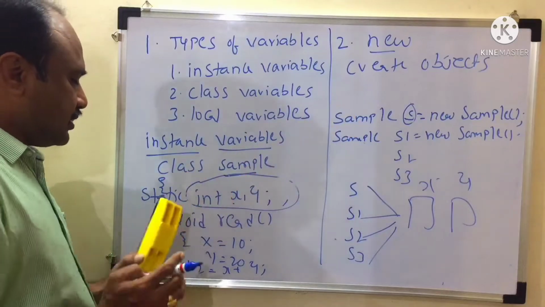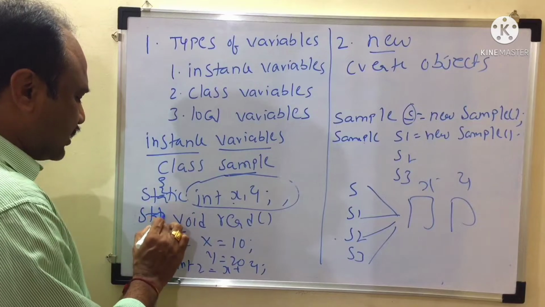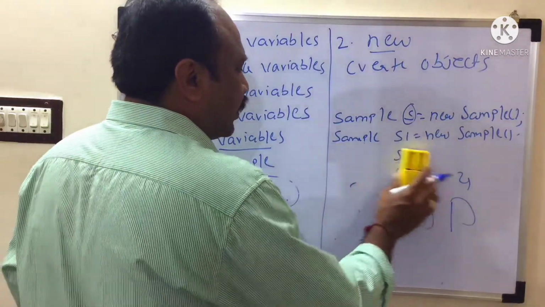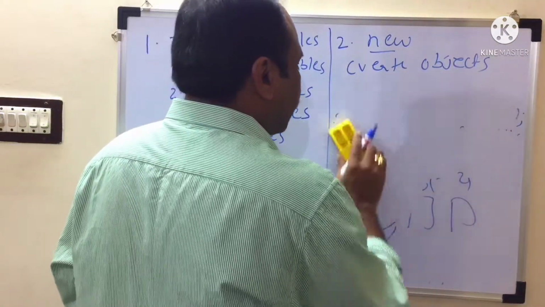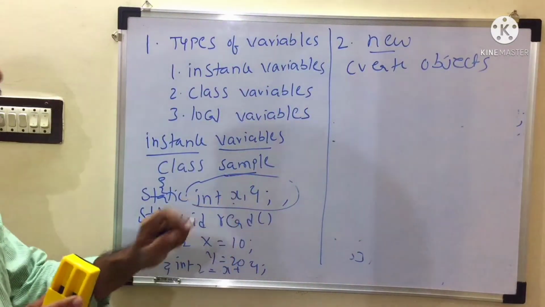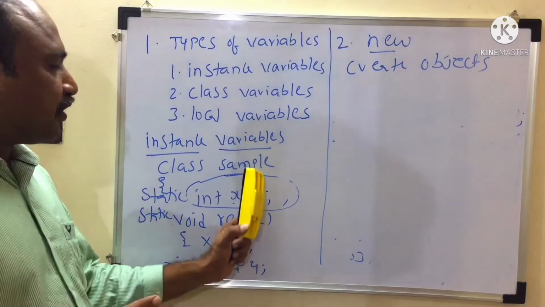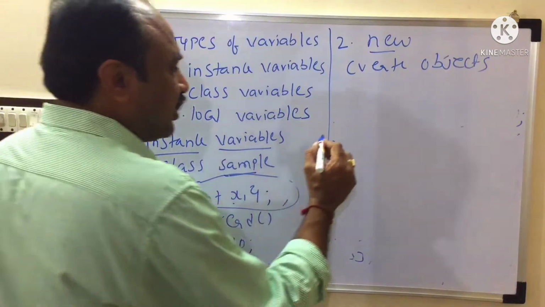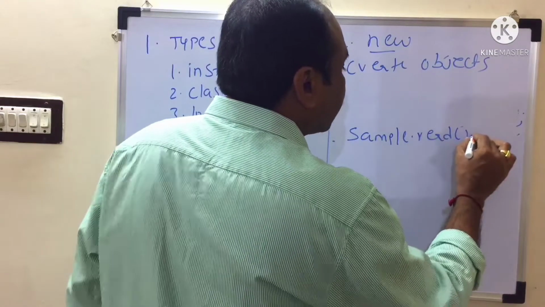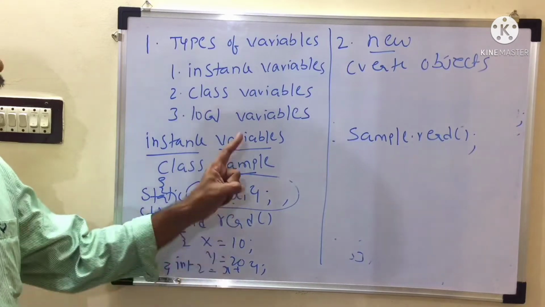Suppose a class contains static variables. Static methods are especially used to access static variables. If a class contains a static method, there is no need of creating an object. We can access static methods using the class name itself, simply sample.read. We can access a static method directly using the class name. Directly I can write sample.read and access it. That is the advantage of static: without using an object you can access it.